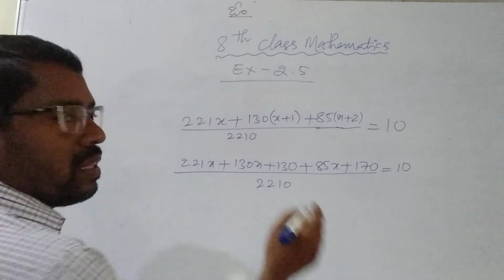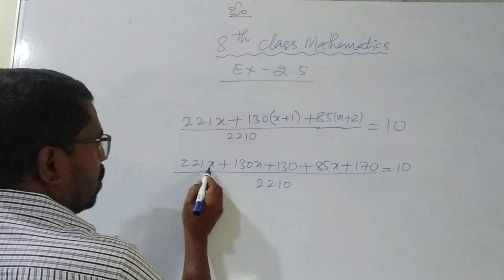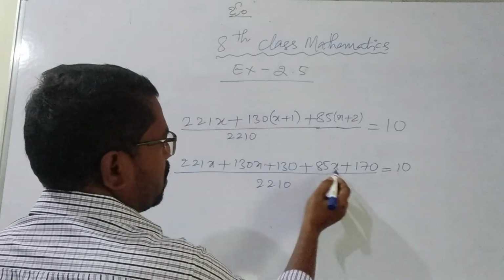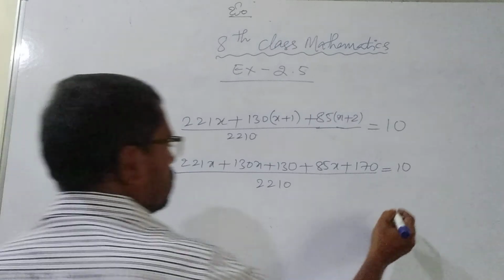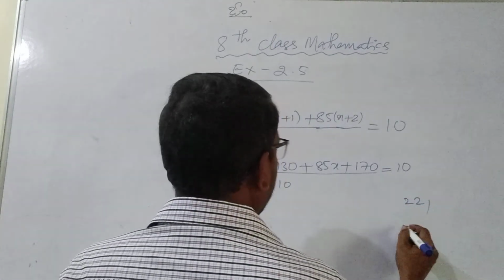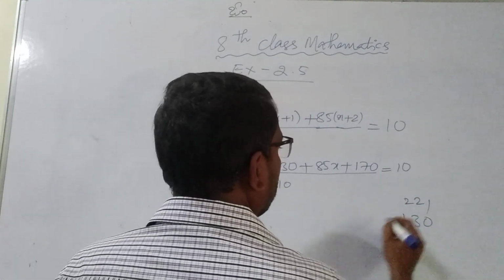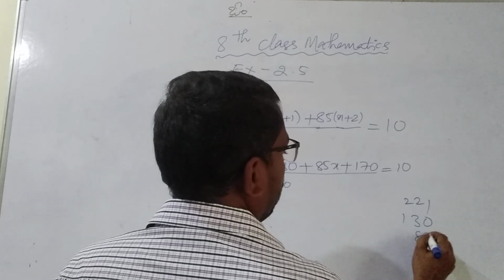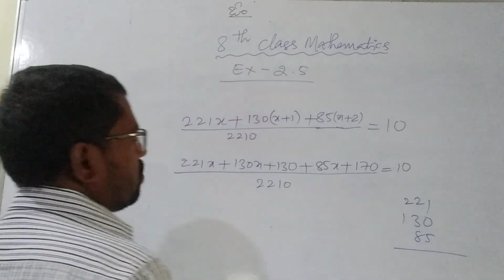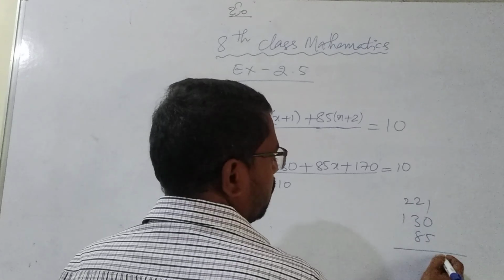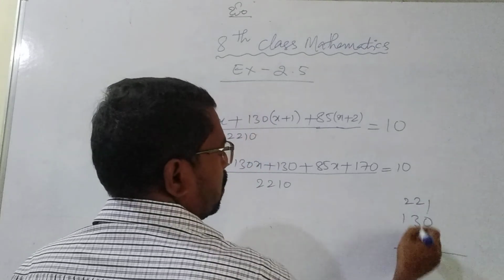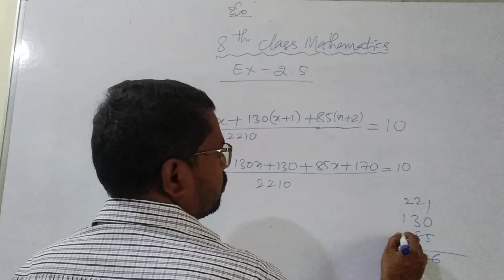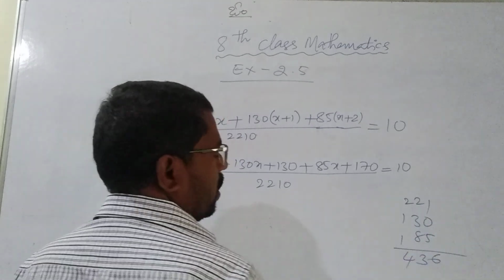So we have to add all the like terms: 221x plus 130x plus 85x. How much do you get? Add all these, 221, 130 and 85. All these are x terms. 5 plus 1 is 6, 10 plus 3 is 13, carry 1, so 436.